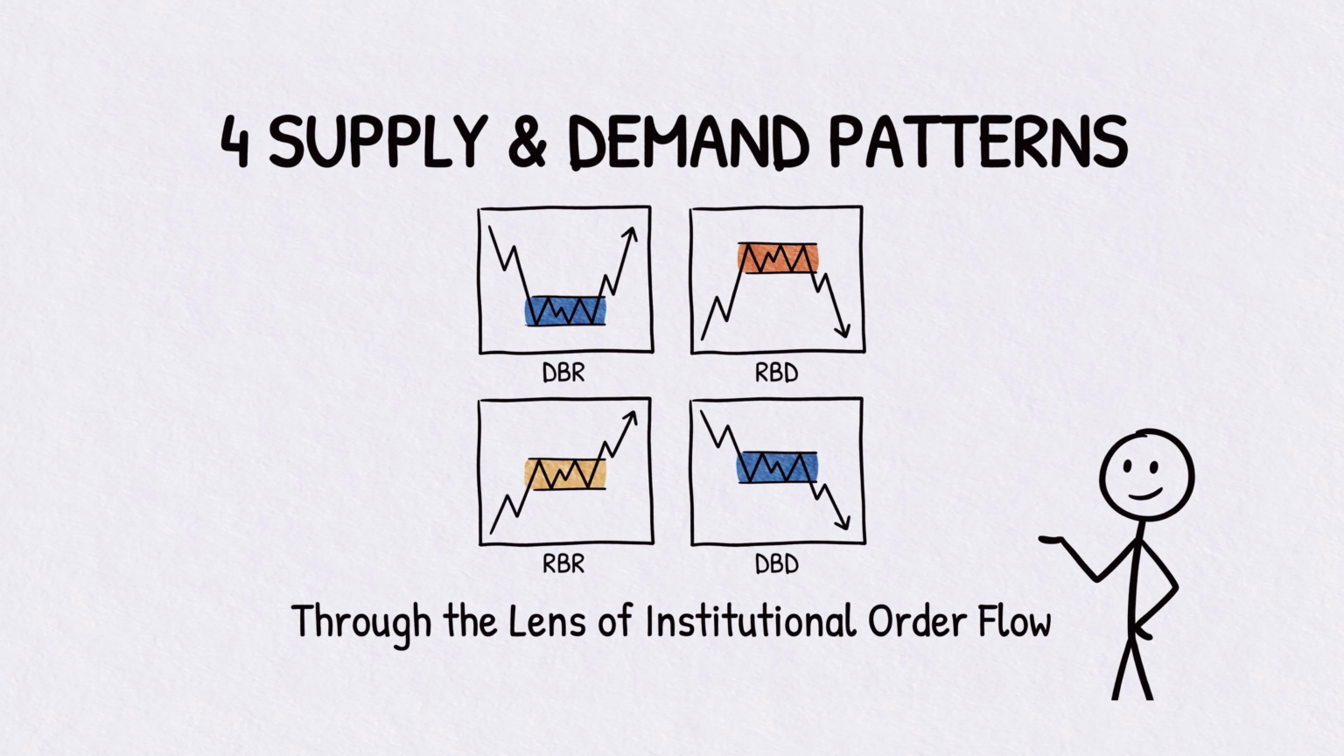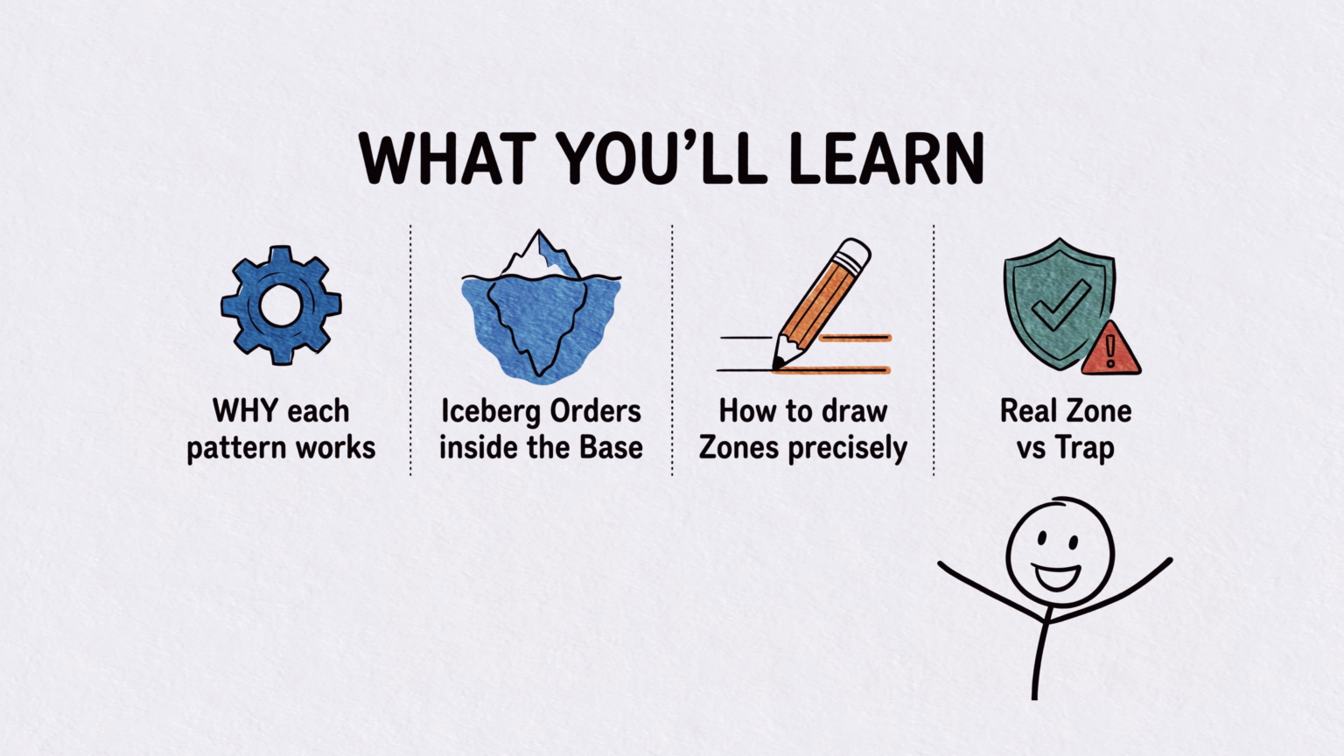Today I'm going to share with you how major institutions actually buy and sell in the market, not with indicators, not with news, but by controlling order flow at specific price zones. Specifically, I'm going to break down the 4 supply and demand patterns through the lens of institutional order flow.